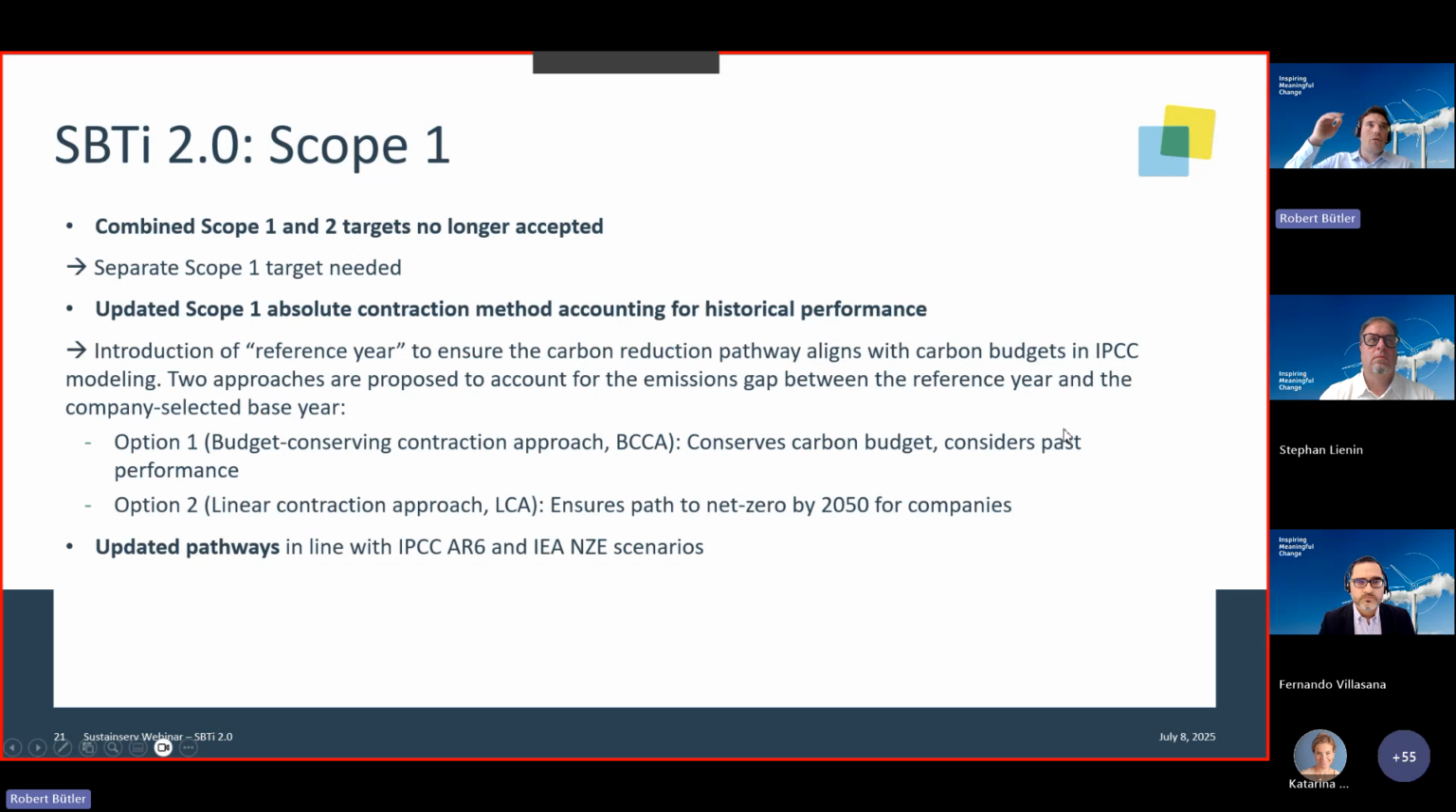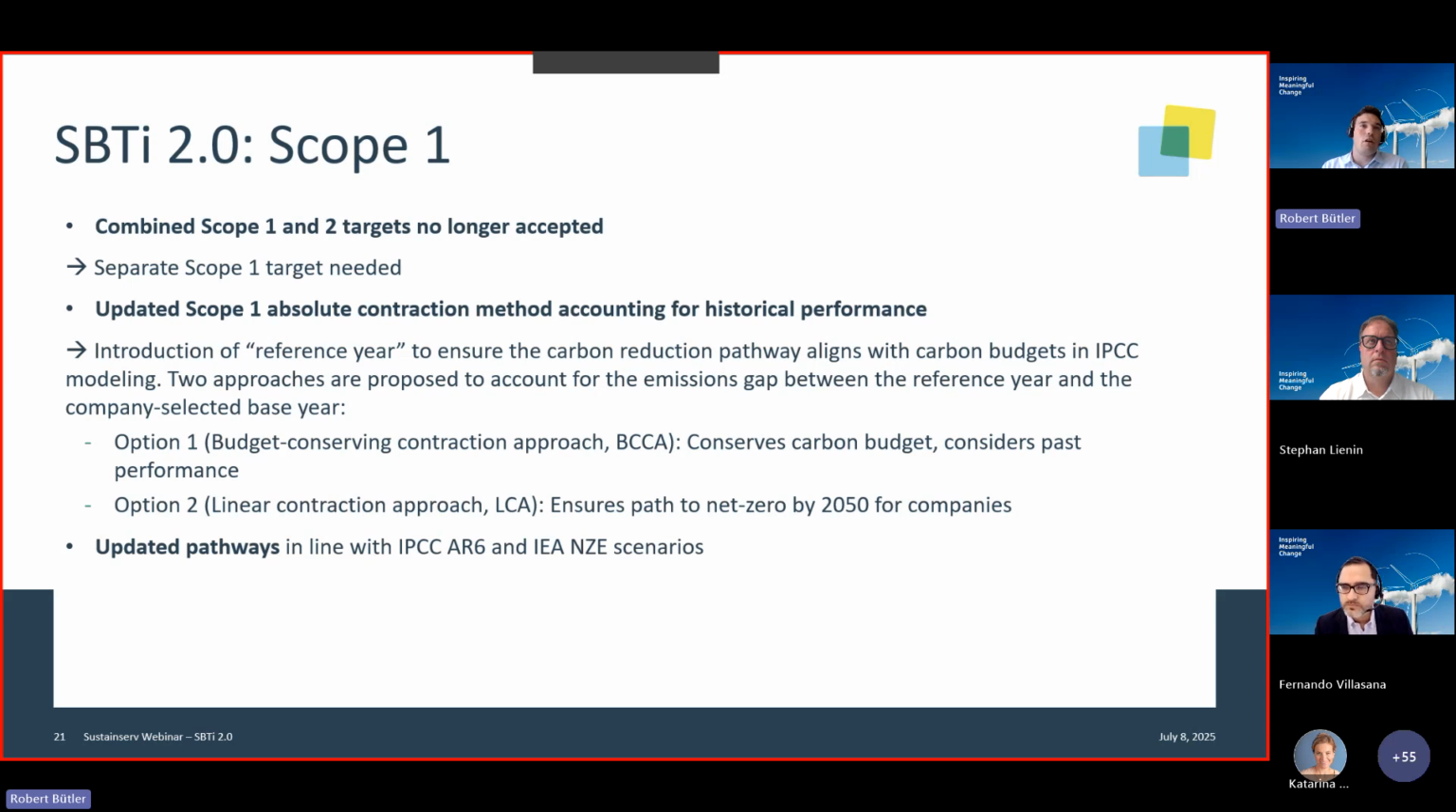Diving a bit deeper into the topics, we start with scope 1. SBTi 2.0 actually puts more emphasis on effective carbon mitigation. So combined scope 1, 2 targets are no longer accepted. You need to have a separate scope 1 target. And with this separate scope 1 target, there is also an update of the absolute contraction method coming, which is now proposed to account also for historical performance.